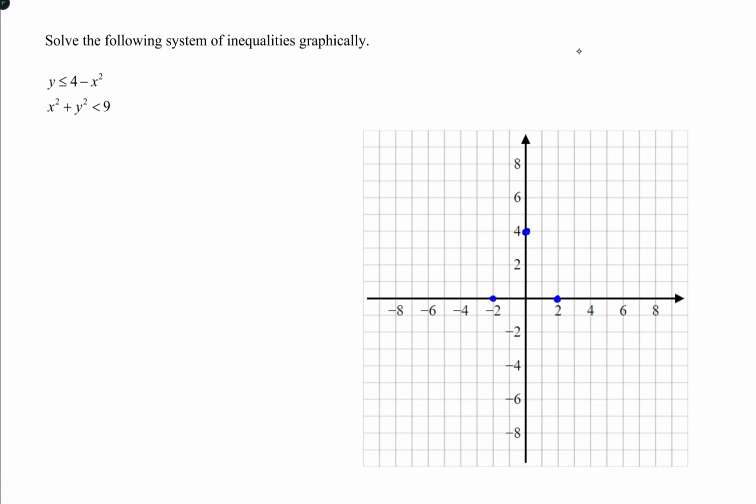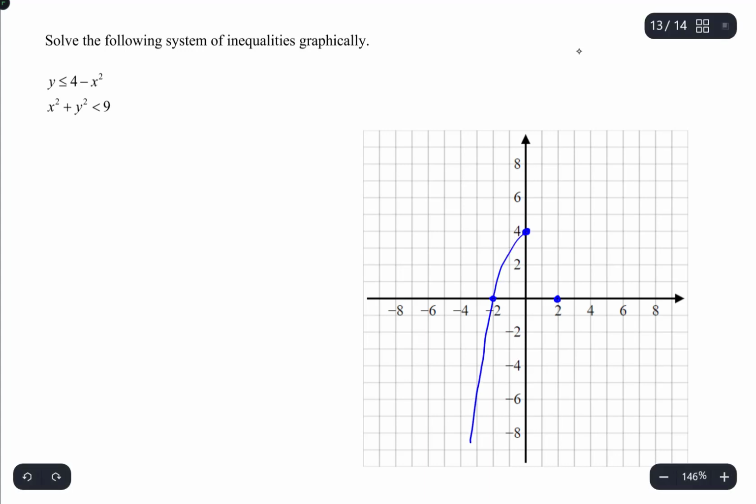Now, if I were to draw the parabola in, I would need to use a solid line because it's less than or equal to, so we're including the boundary. So that means I need to use a solid line.